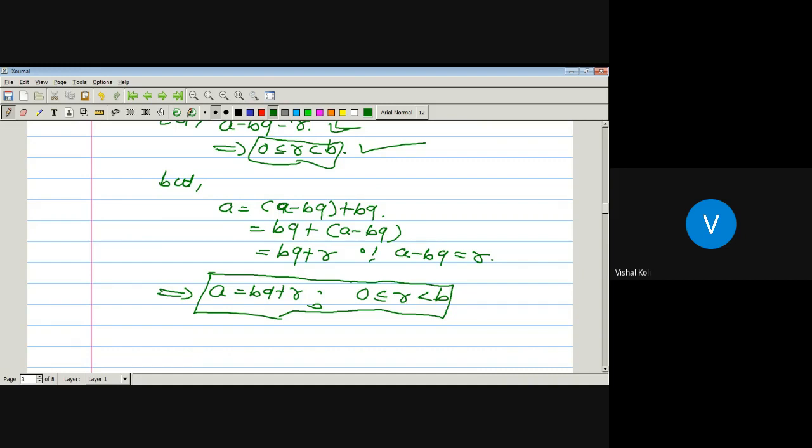Now we have to prove its uniqueness. So the existence part is proved here. This completes the existence part of the theorem. Now we have to prove its uniqueness.